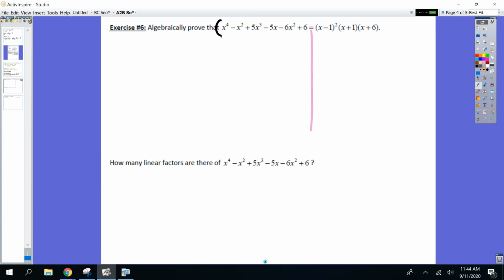Group the first two. Group the second two. And group the last two. As long as you have an even amount of terms, you can group them. Same thing applies now. Let's take a GCF from each of them.